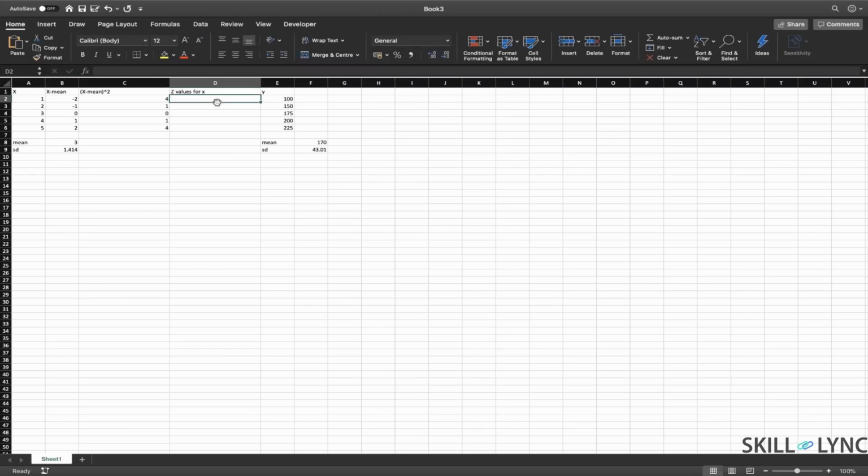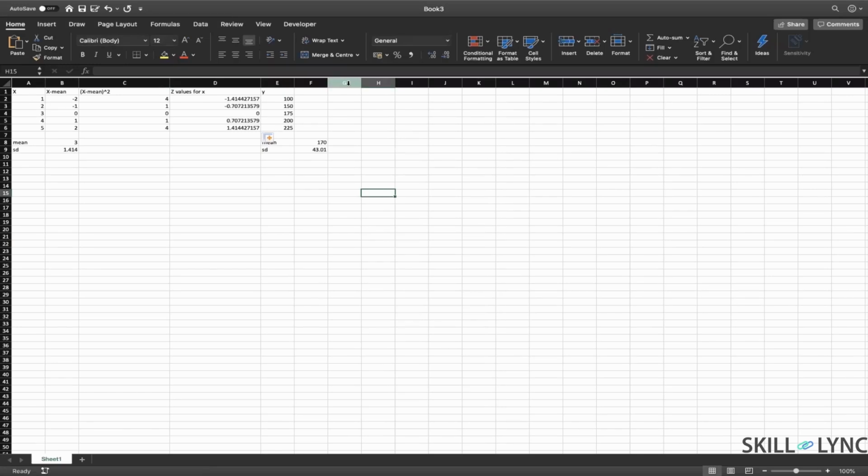Now you would notice something really interesting, guys. What is the formula for z? X minus mu, and this mu is constant, right? So I have to put the dollar sign here. Let me just increase the font size. I'm not sure why it is not increasing, but you got the logic, right? So x minus mu divided by sigma, and the sigma is again a constant value, which is this one. Now if I drag it, I'll get the z values for everything, right?